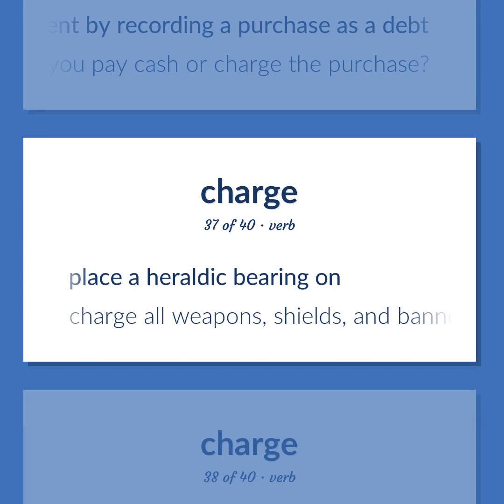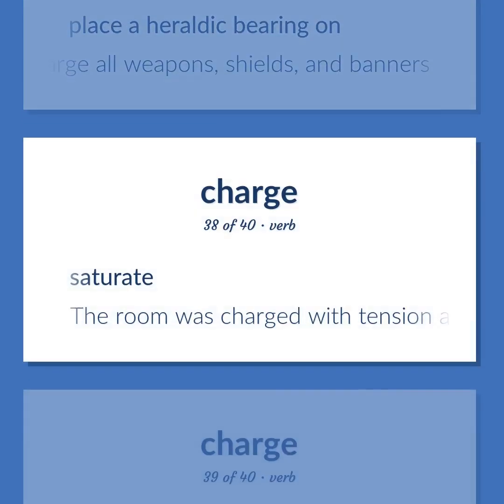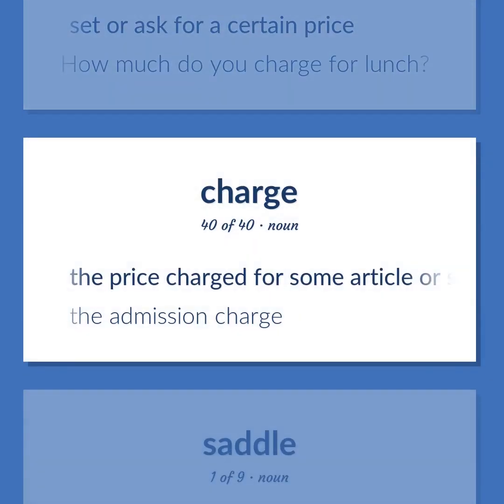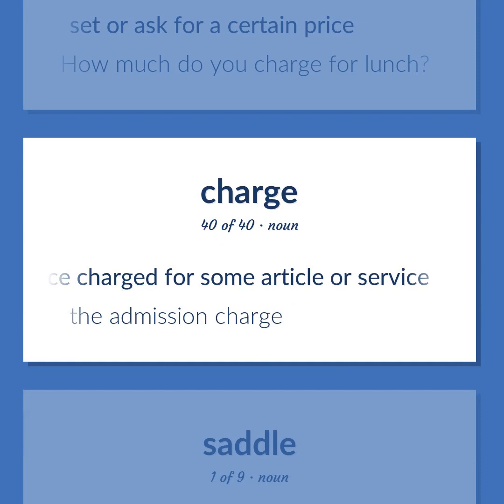Place a heraldic bearing on. Charge all weapons, shields, and banners. Saturate. The room was charged with tension and anxiety. Set or ask for a certain price. How much do you charge for lunch? The price charged for some article or service. The admission charge.